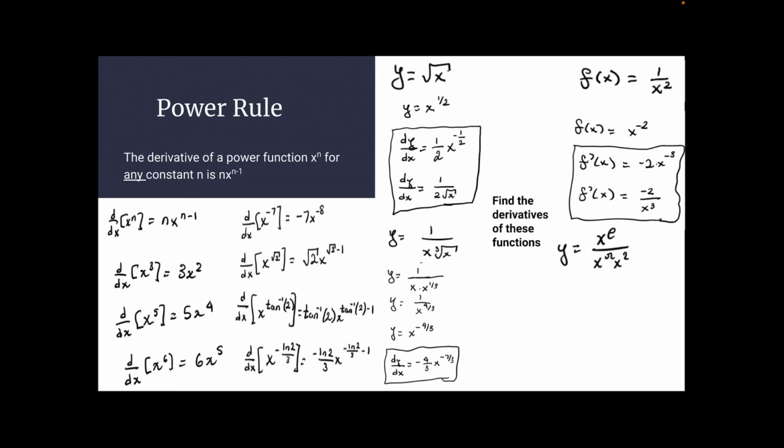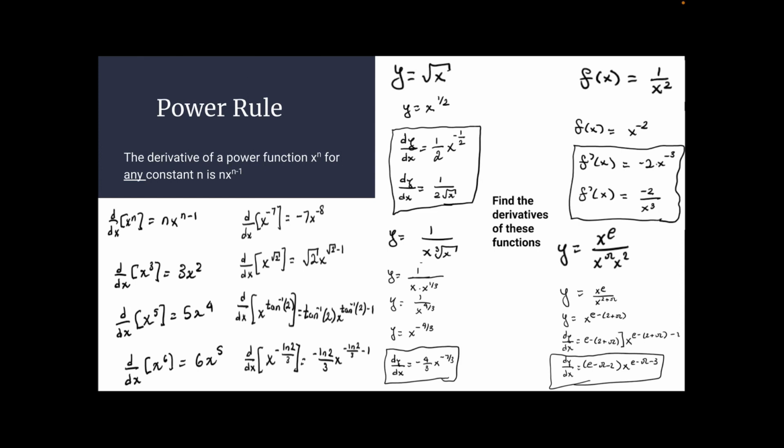And finally, the last one is y is equal to x to the e over x to the pi times x squared. And this just tests to make sure that you're not intimidated by those values, e and pi, because remember, they're all just power functions, which we could just use the power rule. So first thing is we need to combine the two exponents in the denominator. So x to the pi times x squared. So we end up with y is equal to x to the e over x to the 2 plus pi.